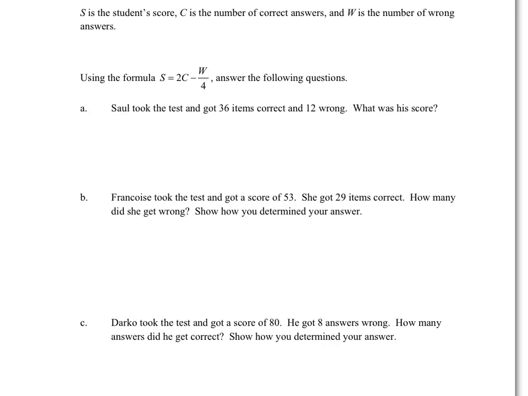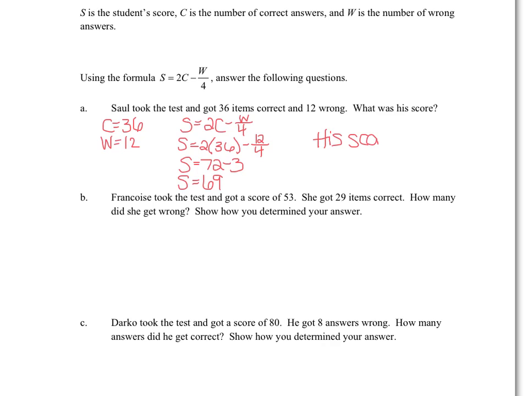So part A, Saul took the test and got 36 items correct. So that means C is 36, and he got 12 wrong. So W equals 12. What was his score? So we have S equals 2C minus W over 4. Well, S is going to equal 2 times 36 minus 12 divided by 4. 2 times 36 is 72. 12 divided by 4 is 3. And so S equals 72 minus 3, which is 69. So his score was 69.